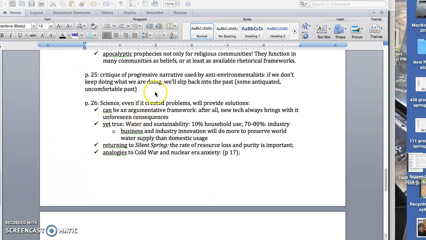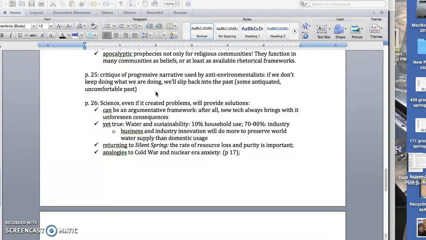So here's another important point that's a little bit newer. Page 25, one thing that comes up is the critique of the progressive narrative used by environmentalists here. Here's what people say in response, if they're progressive, if they believe in science: if we don't keep doing what we're doing, we'll slip back into the past, some antiquated, uncomfortable past where there's no running water and there are contagious outbreaks or whatever it is. But that's not necessarily true. We can probably keep all the good of science and still reel in some of the bad, right?